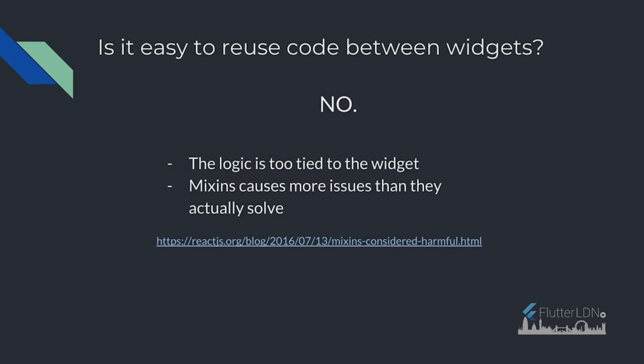So what can we do? Well, as I said, the logic is too tied to the widget, and one possibility that we may explore is mixins. Mixins are basically smaller parts of a class that can be reused between classes. It can be used to partially solve this issue, but there is still one problem. Mixins can have conflicts between each other. For example, if you use two mixins which declare a variable, and the variables they declare use the same name, then they can both modify the same variable, and the behavior may be totally unexpected.